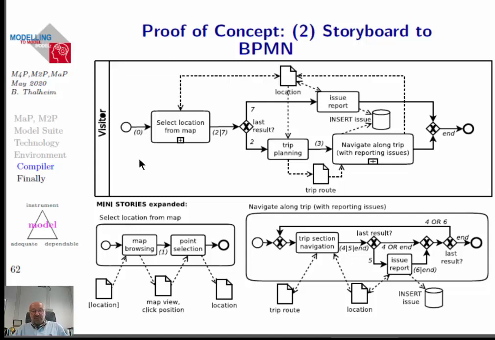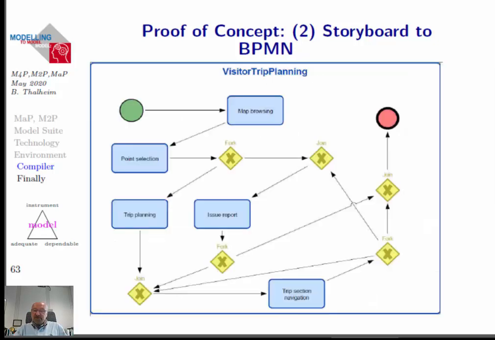BPMN diagram for a visitor. The visitor has to select a certain location from a map. Then, of course, the visitor can go either by issue a report or by trip planning and navigating along. That means in this case our freedom of movement is not anymore supported. In this case we can say, okay, fine, a visitor trip planning would now be supported by such kind of BPMN diagram. It looks pretty simple.